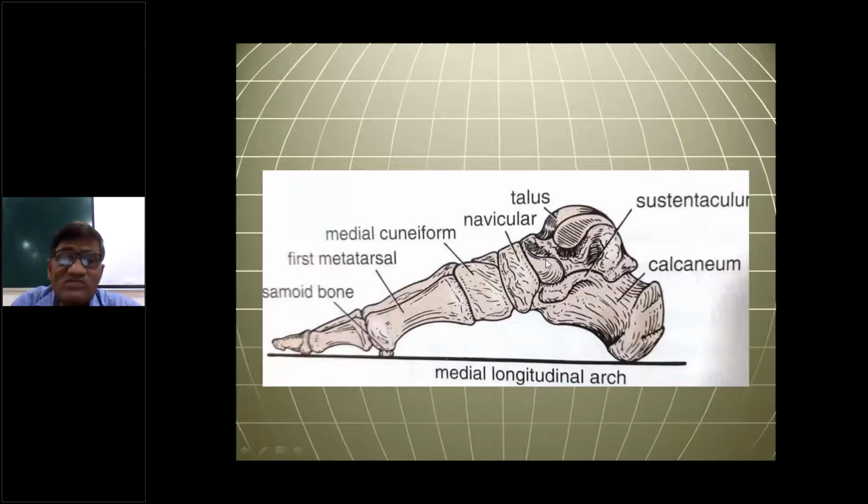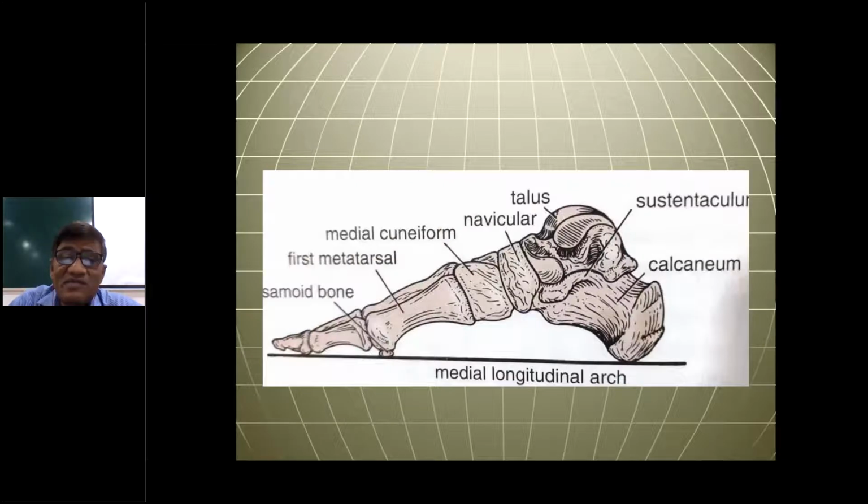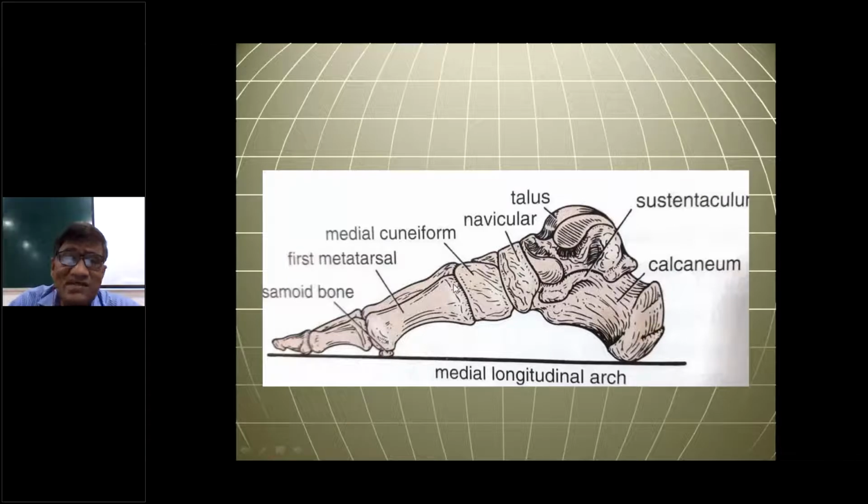So let us enumerate the bones forming the pillars now. The anterior pillar is long and weak. In the anterior pillar there are many bones: talus, navicular, 3 cuneiforms, medial 3 metatarsals, yet it is weak compared to the posterior pillar, calcaneum. So the anterior pillar is long and weak. And how is it formed? By the talus, the navicular, the 3 cuneiform bones, and the medial 3 metatarsals. So just see the picture and enumerate. Talus, navicular, 3 cuneiforms, and the medial 3 metatarsals: first, second, third.